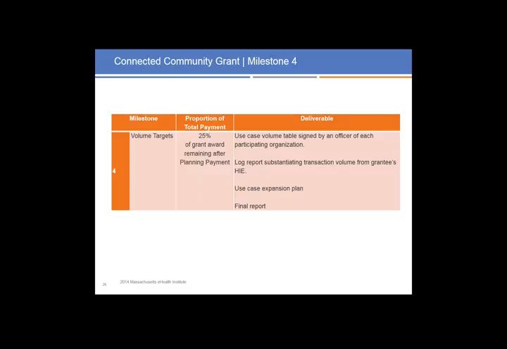This is an effort where we're looking to say, what does life look like after the grant, and how are you going to work to broaden this, get more people to use it, and essentially grow out this HIE and community capability that you started under this program. And then a final report.